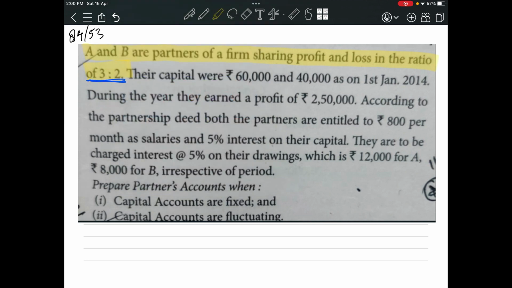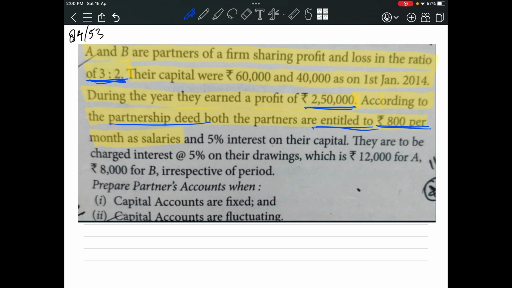Okay, what is the profit sharing ratio? 3:2. Their capitals were 60,000 and 40,000 as on 1st Jan 2014. A has introduced 60,000 and B has introduced 40,000 on 1st Jan 2014. Okay, during the year they earned a profit of 2,50,000. So this 2,50,000 will be distributed between A and B in the ratio of 3:2. Okay, according to their partnership deed, both the partners are entitled to rupees 800 per month as salaries. Okay, both are entitled to how much? 800 per month as salaries. Entitled means their right.